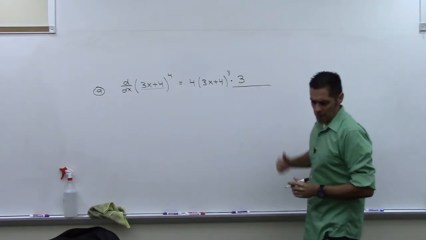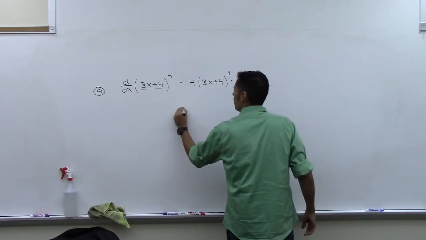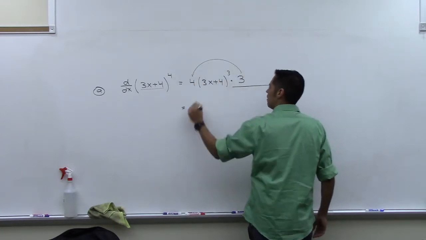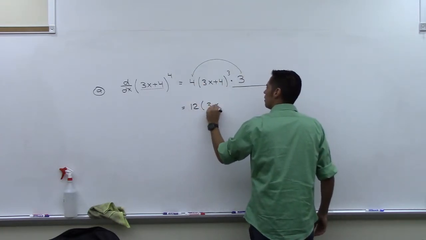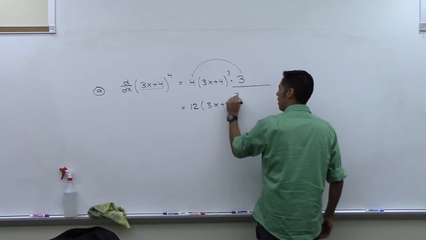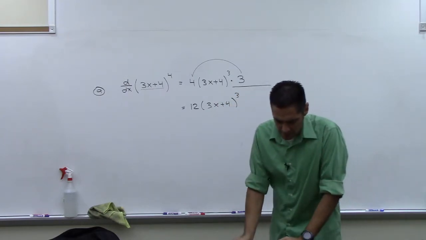So that's it, 3. Now you could clean this up if you wanted to. You could take that 3 and put it out here with that 4, make that a 12, then (3x plus 4) cubed. That would be a more appropriate answer.